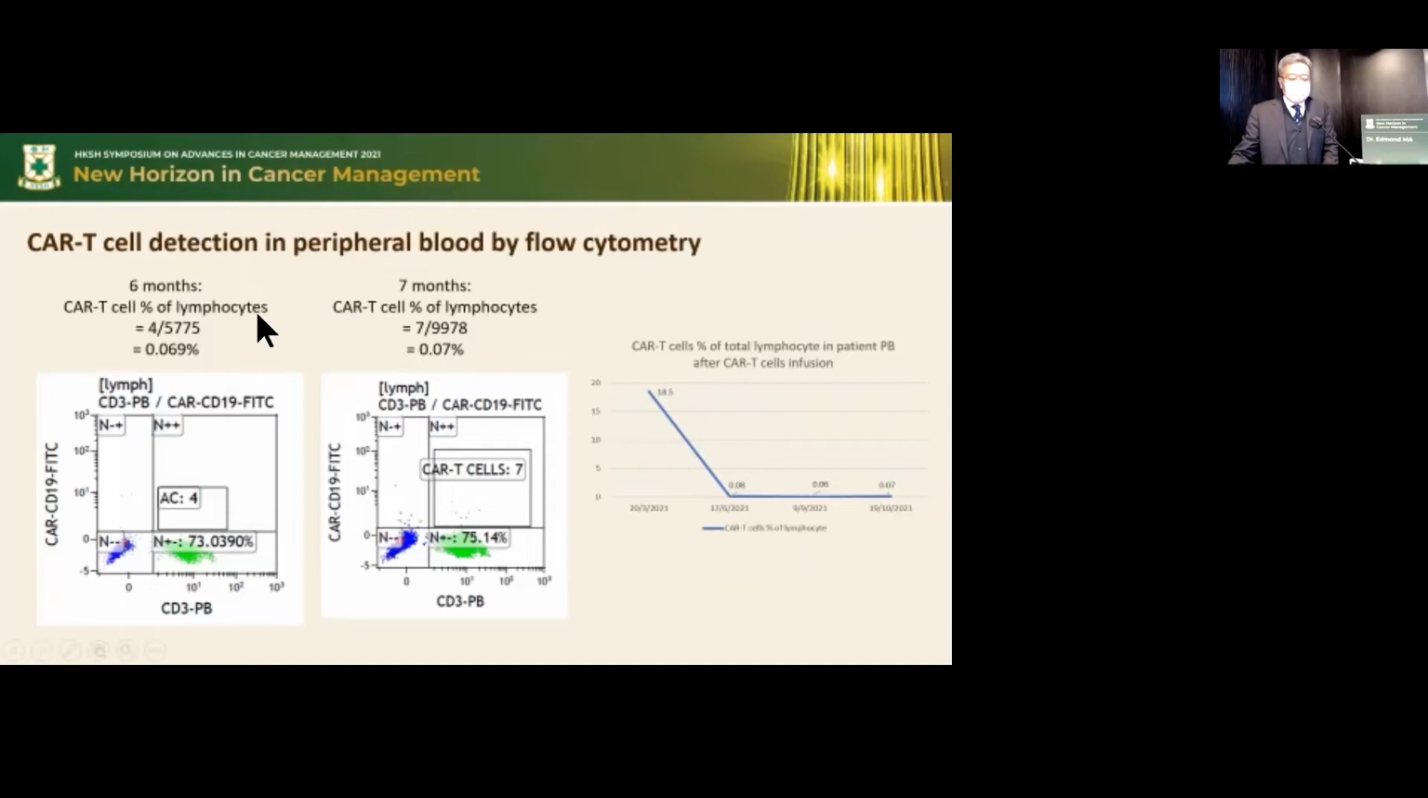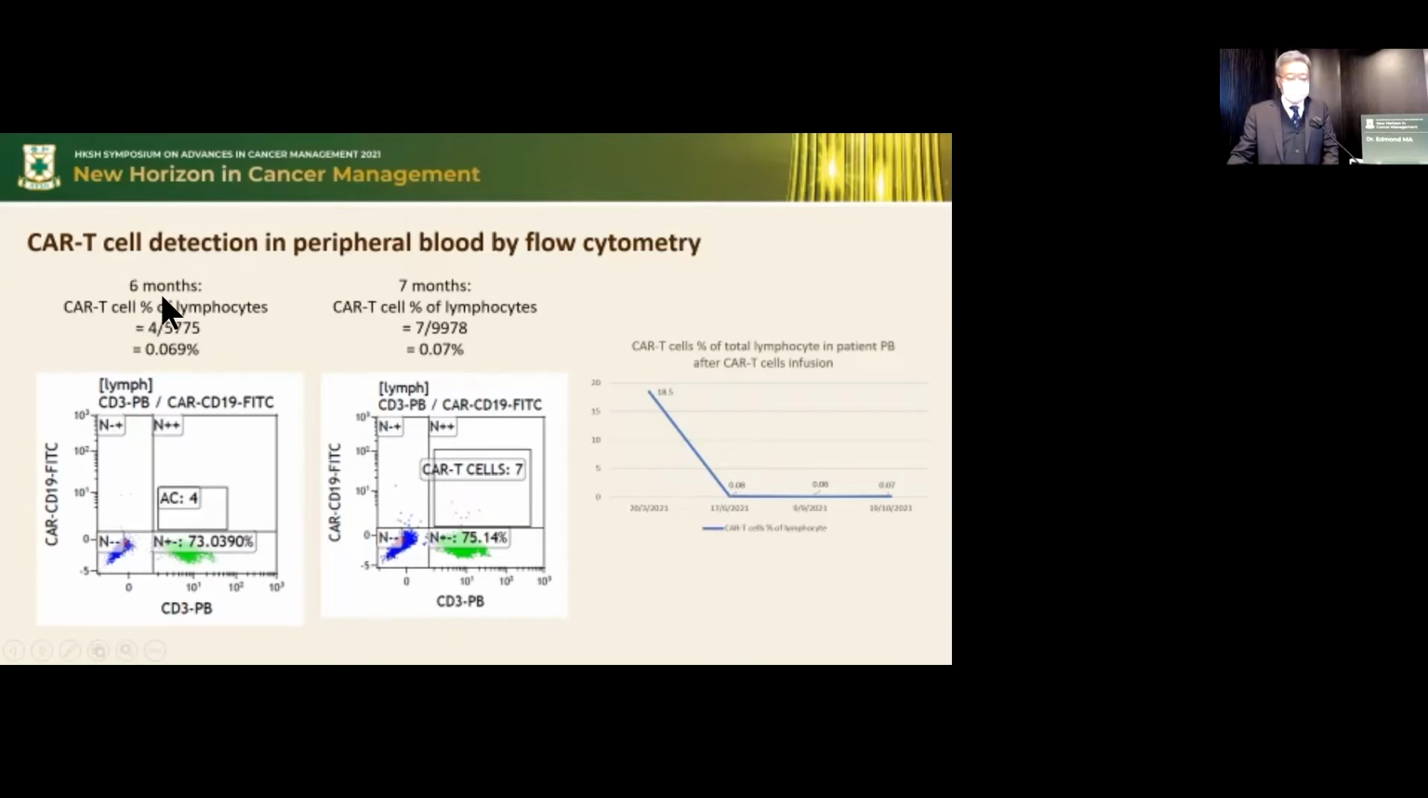Right, so we have a chance to look at peripheral blood by flow at 3 more time intervals. So at 3 months, at 6 months, at 7 months. Okay, so at that time, we already have the biotin reagent. So shown here, the y-axis is the biotin reagent. X-axis is the CD3, okay? So these green dots are the normal T cells, CD3 positive. And the CD3 positive and the biotin expressing rare events are interpreted as a CAR T cell.